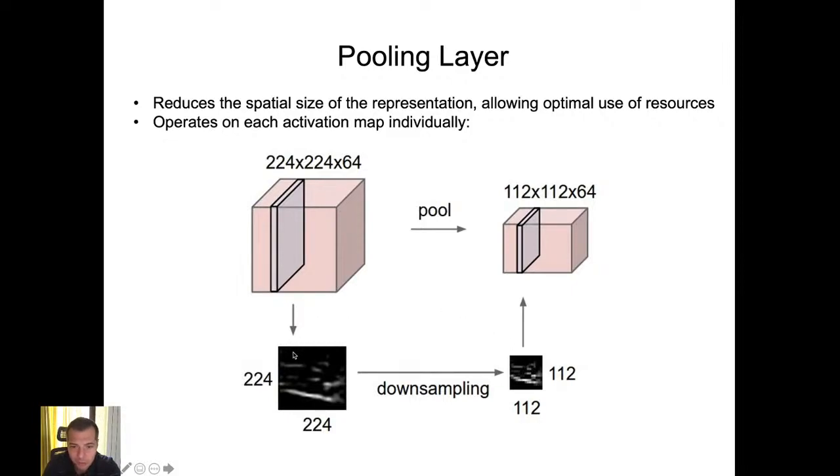So here in each location we keep the maximum. So from this activation map we obtain this activation map. Here you will see that the image is more pixelated, but this doesn't matter so much. What matters is that, for example, if we had a high filter response in this region, we want to keep the high response also here.